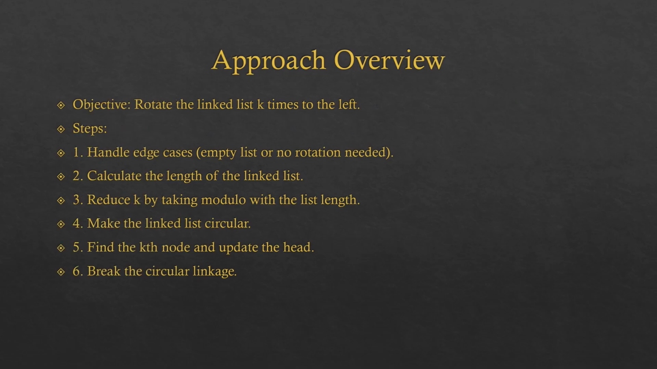Let's look at the high-level approach for solving this problem. We begin by handling any edge cases where the linked list might be empty or no rotations are needed. Next, we calculate the length of the list, then reduce k by taking the modulo with the list's length. After making the list circular, we traverse it to find the kth node. Finally, we update the head of the list and break the circular linkage to complete the rotation.